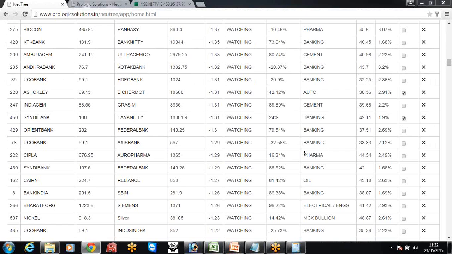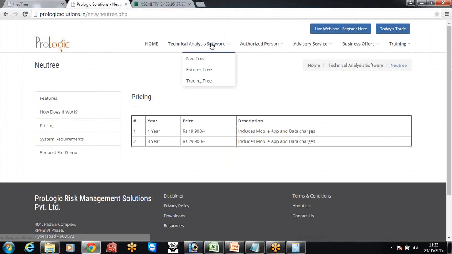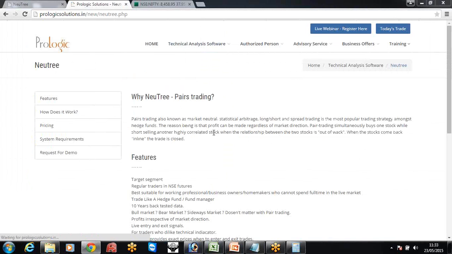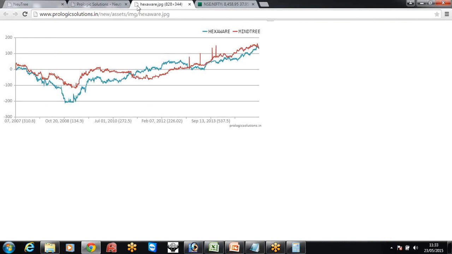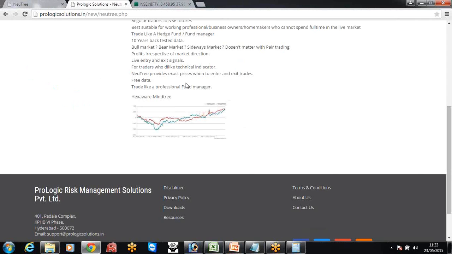See, pair trading is a different concept altogether. I'll come to the Z-score. First, let me answer you this. We have three different applications. What we see here is the pair trading system. What the current session has is for pair trading.